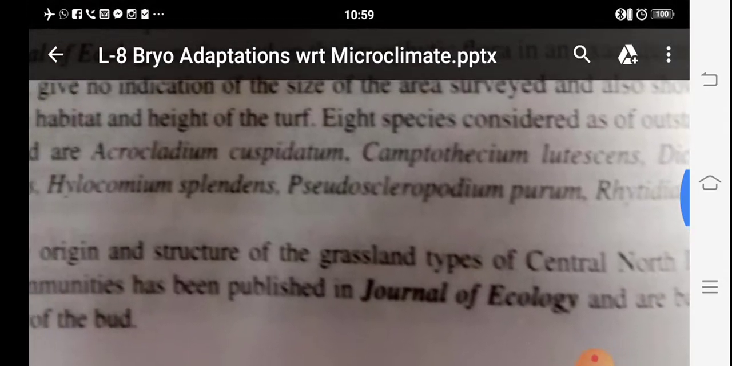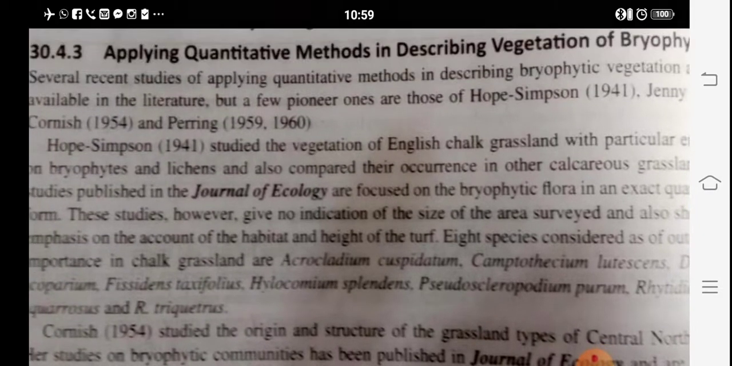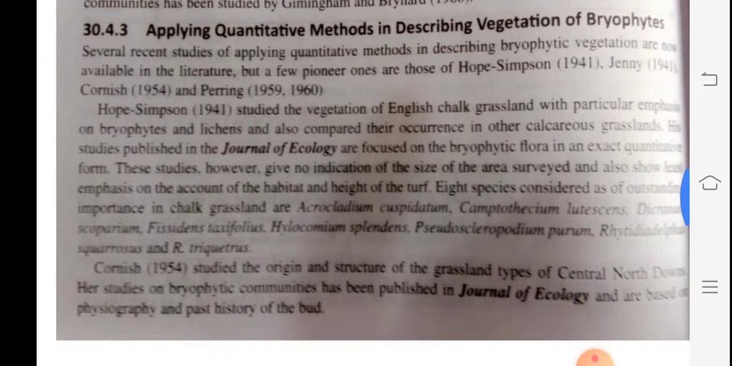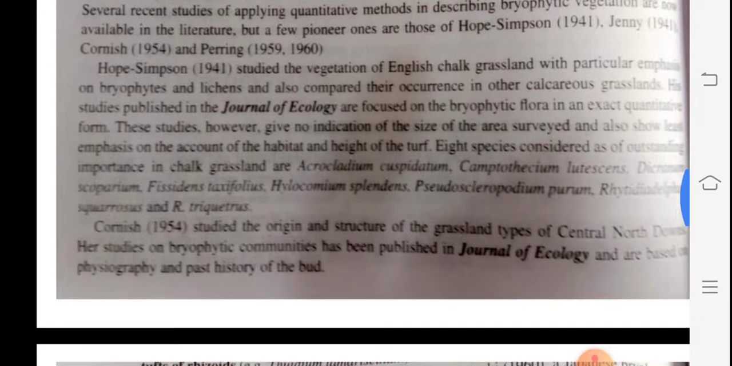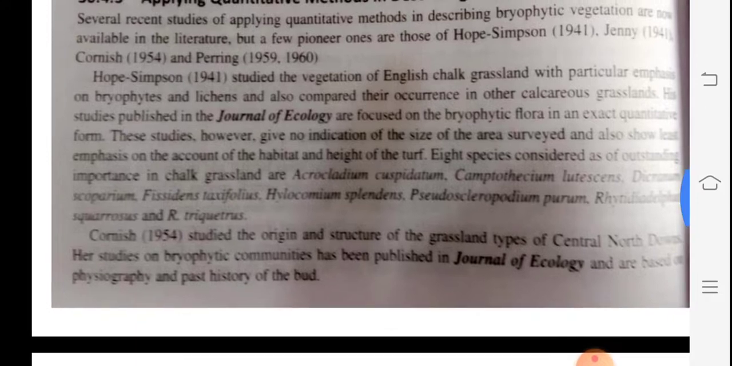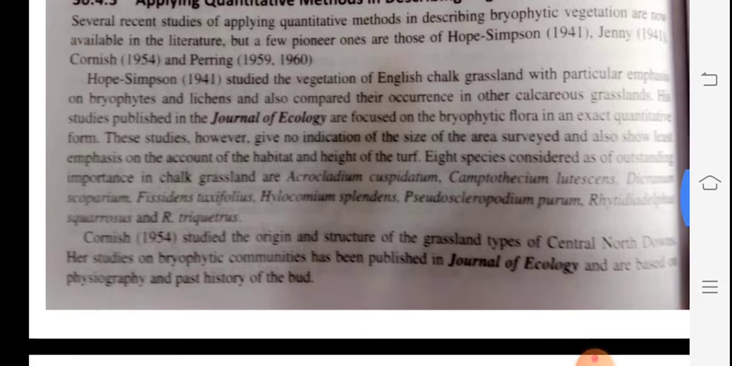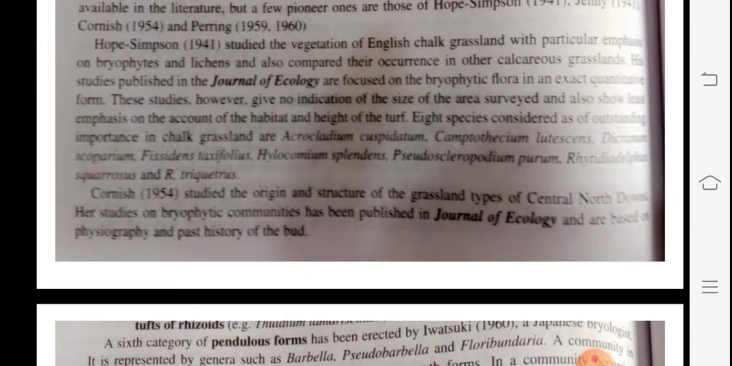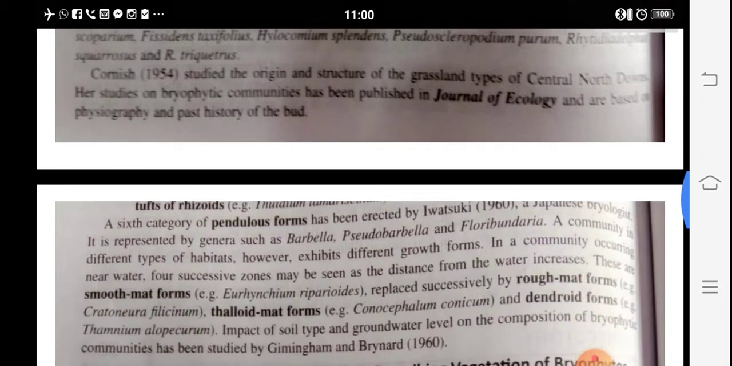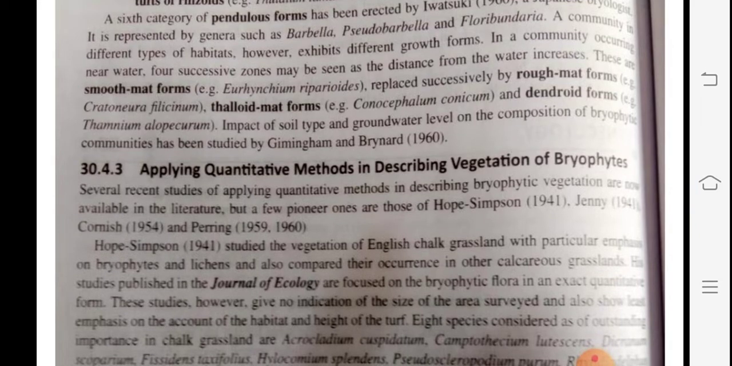So a grassland area is there, and it shows a specific type of nature formation, right? Consider this with particular emphasis on the bryophytes and the lichens. In their paper published in the Journal of Ecology, there is no indication of the size of the area and the survey, but the grassland shows major genera like Acrocladium, Cryptothecium or Physides. Remember some genera which are reported there, and these different conditions such as pendulous forms, smooth mat forms, thalloid mat forms, dendroid forms, rough mat forms. All these are shown by Grimmingham and Brannard.